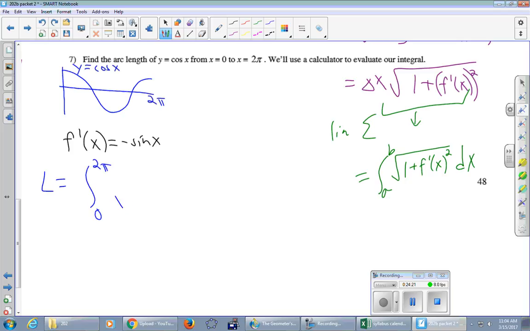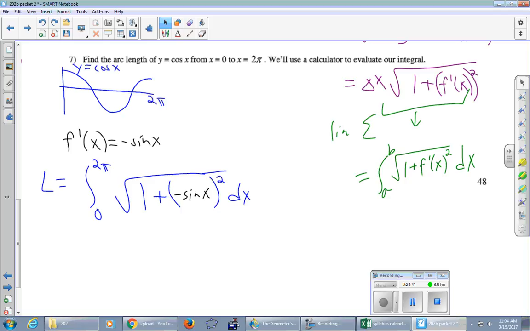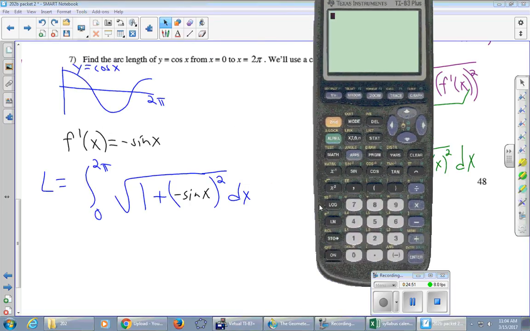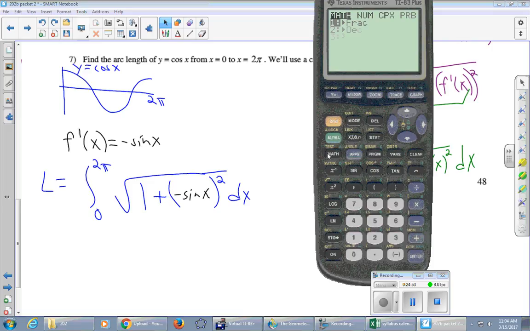The formula always says square root of always 1, always plus, always something squared. What is the something? Negative sine of x. And that's it. If we could somehow find that antiderivative, we've got our arc length. Sadly, arc length formulas are notoriously difficult in terms of finding antiderivatives, so almost all the time we're just going to do it on the calculator.